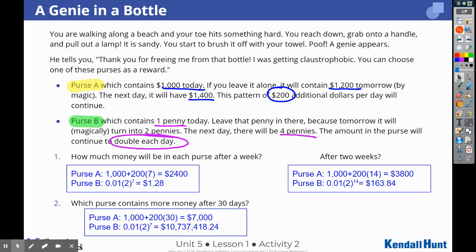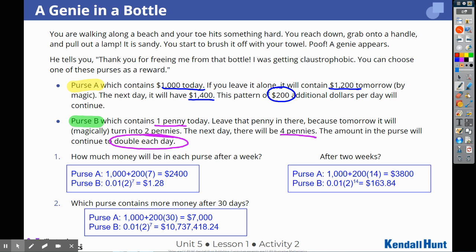$7,000 sounds pretty good. But what about that penny over here on the other hand? I raised that to the power of 30, which is what that should be right there. 30, not a 7. Okay, if I raise that to 30 to look at 30 days, I'm going to end up with $10 million. $10,737,418.24. I don't know about you, but I'm thinking that I could leave a purse, not touch it, for 30 days to get $10 million.